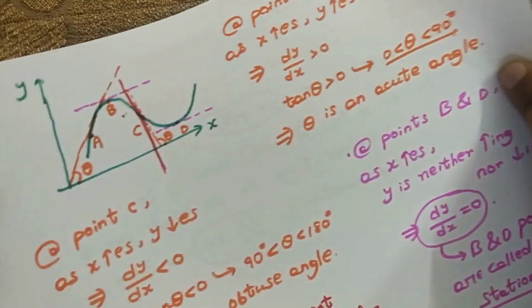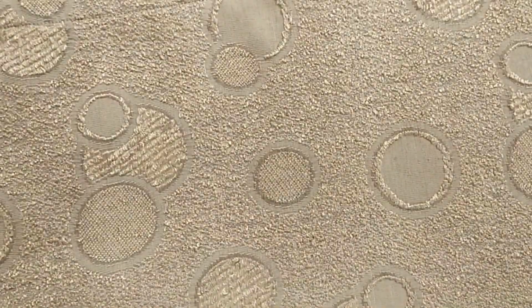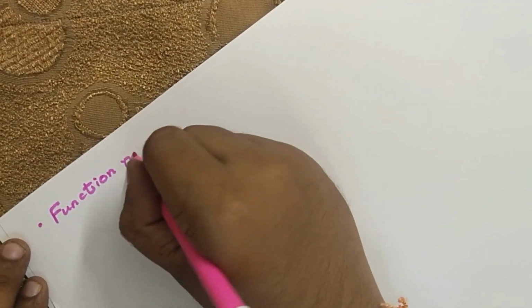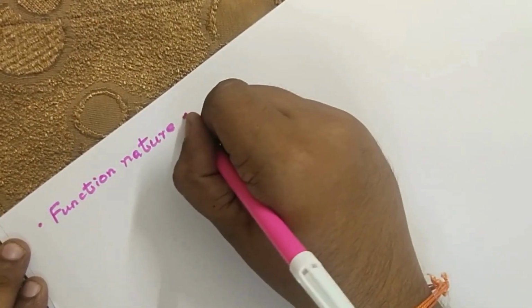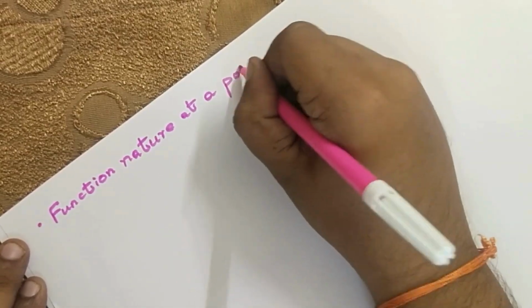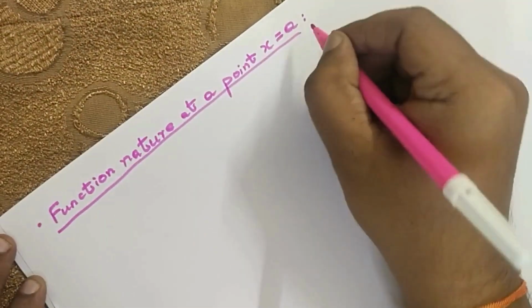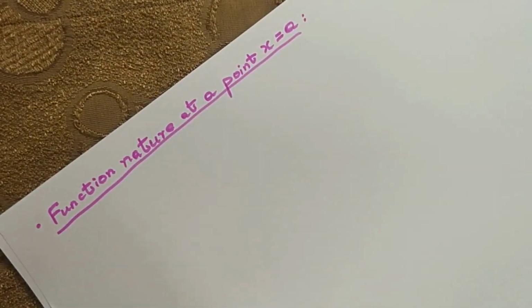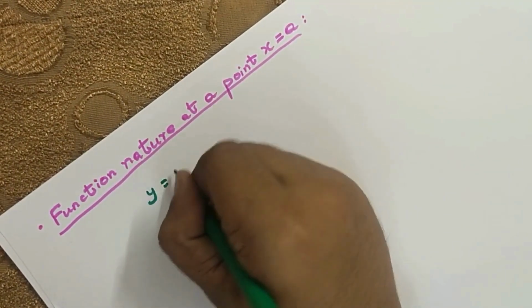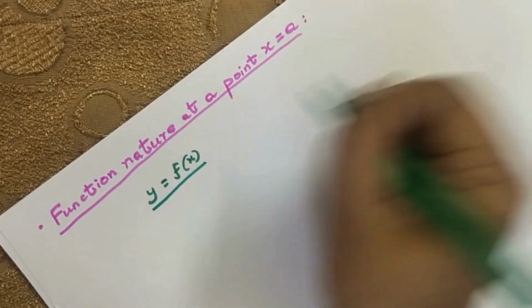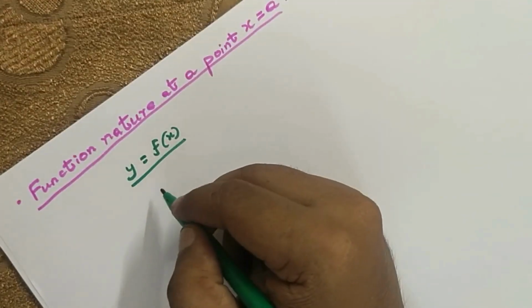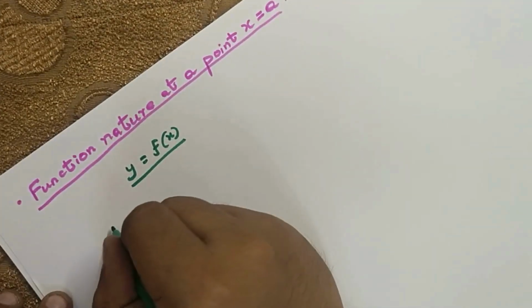So let's see one important concept: the function nature at a point x is equal to a. Previously we have considered y as f of x, so y is equal to f of x. To know the function nature at point a, we have to consider dy by dx for sure.